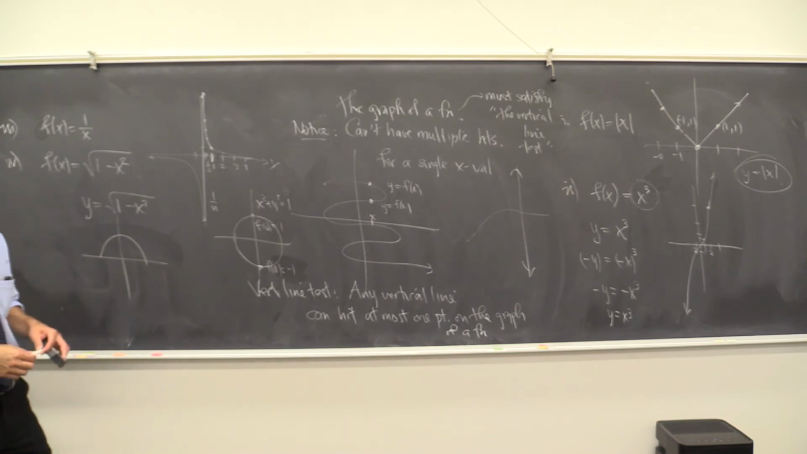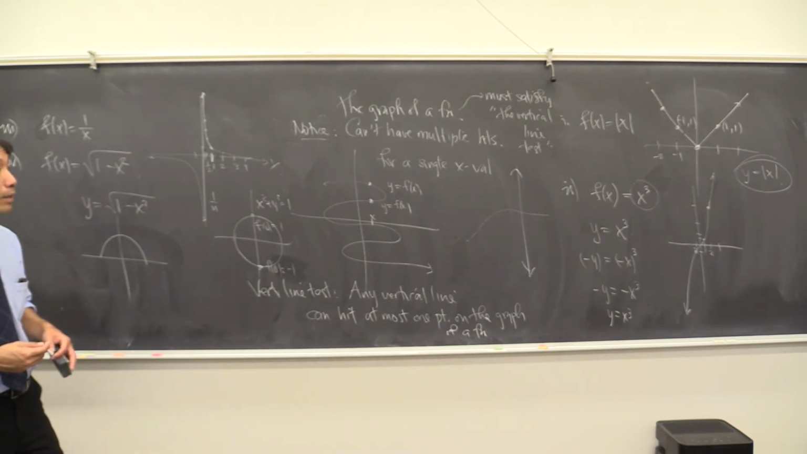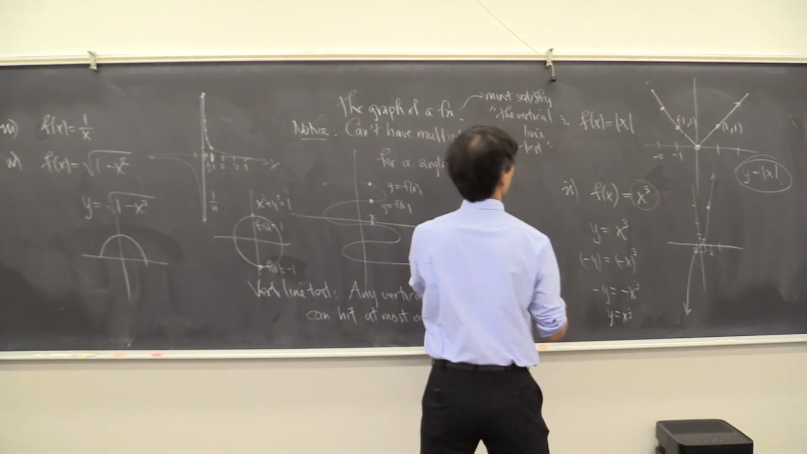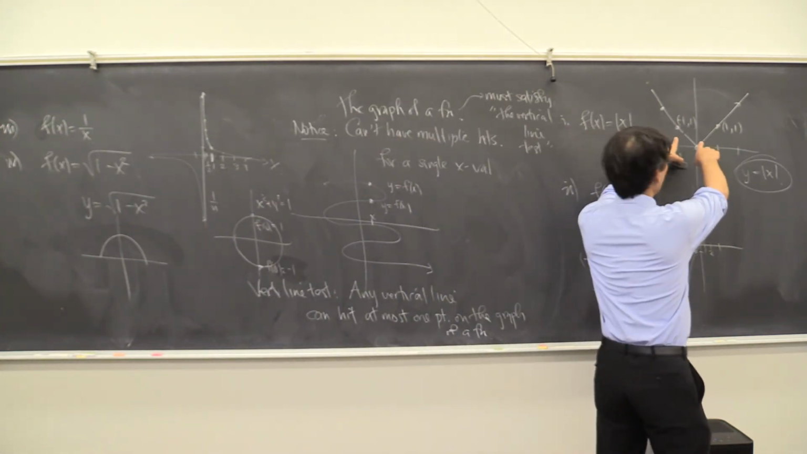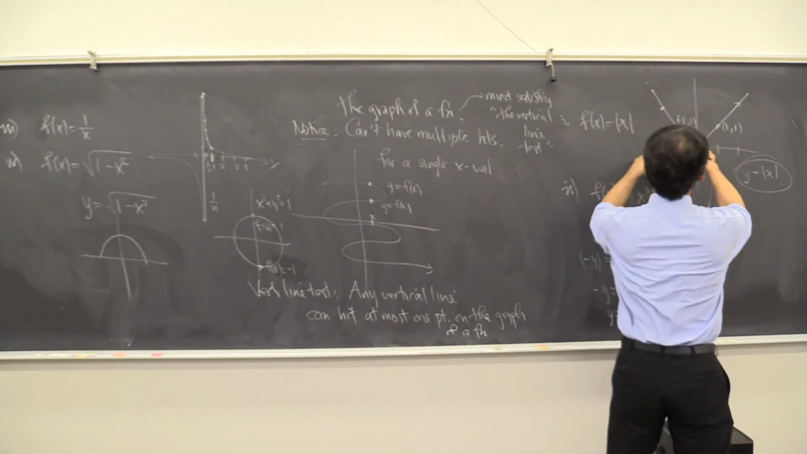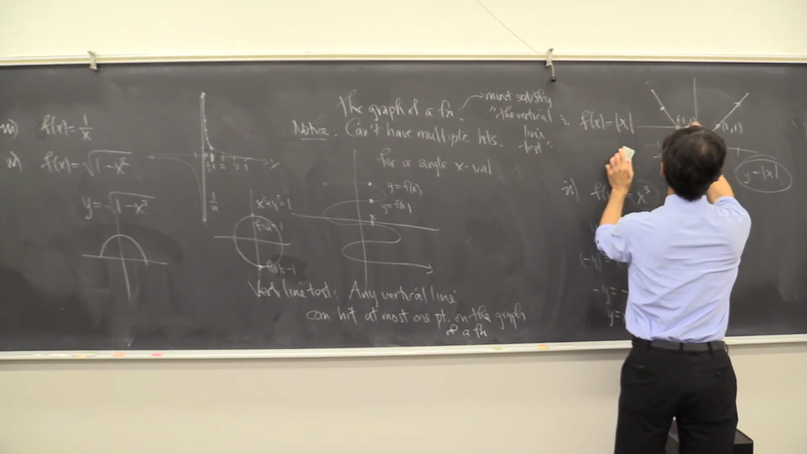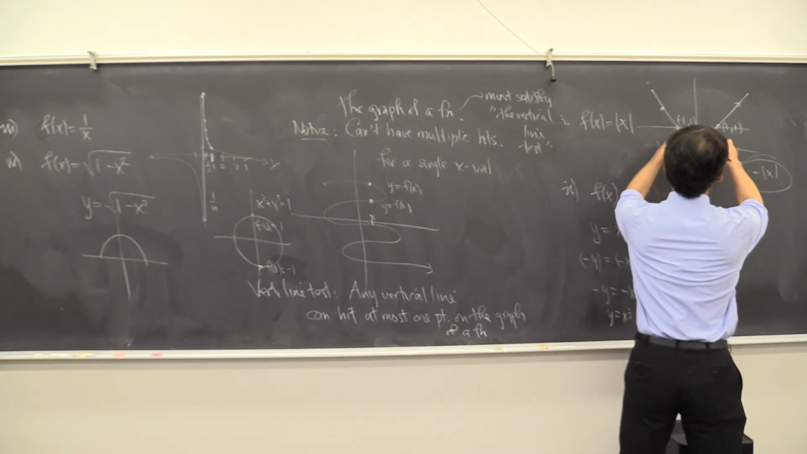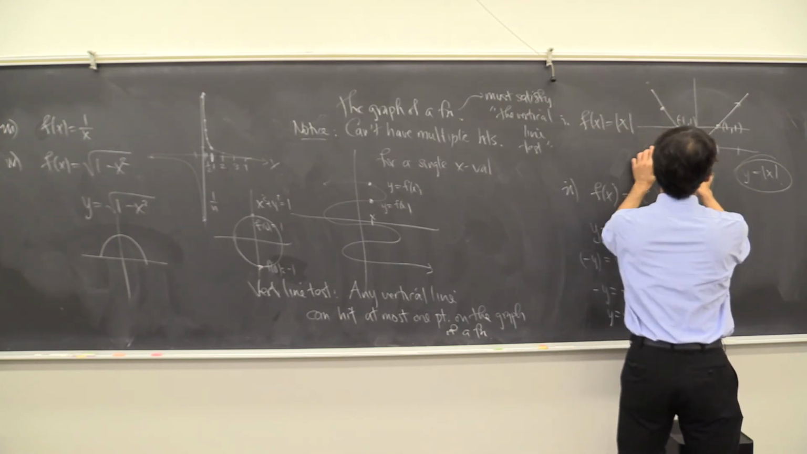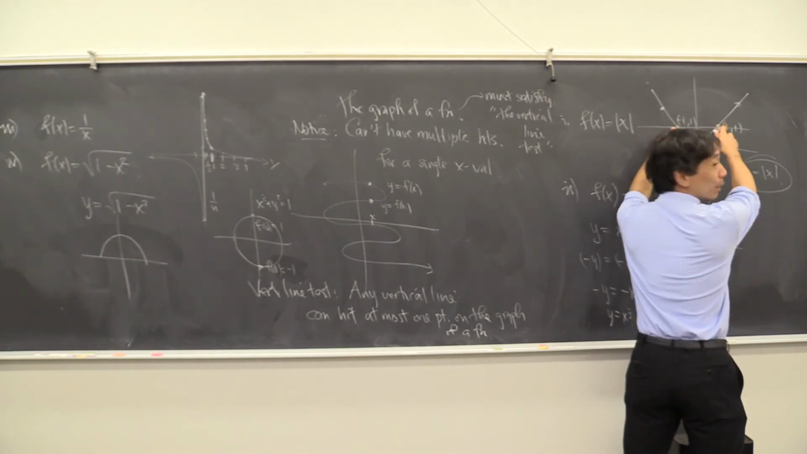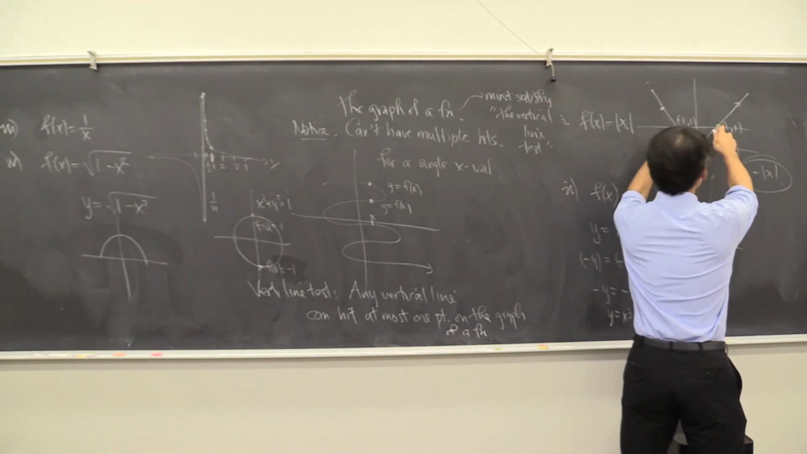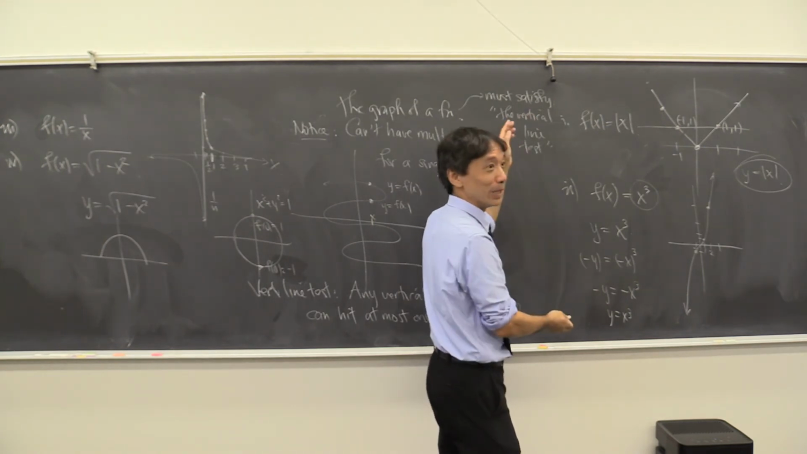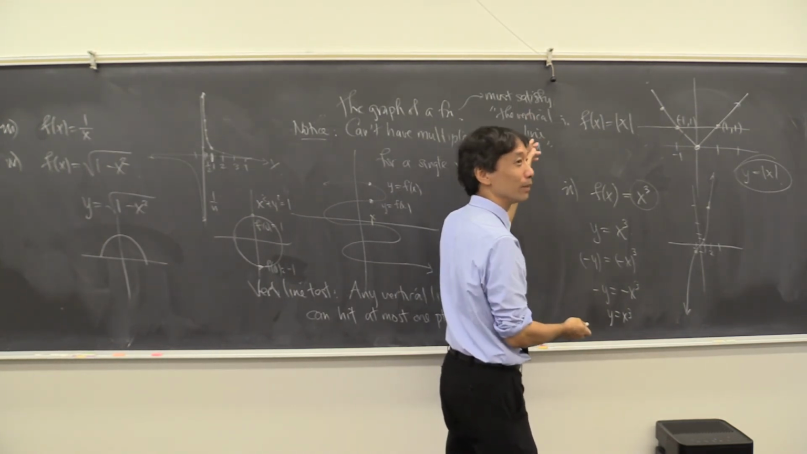Yes. Can there be multiple x's for a y? Yeah, that's fine. For the absolute value function, it's fine if you fail the horizontal line test, and it doesn't really matter. All this would mean is that for different x's, you have the same output. But you can't have, for the same input, different outputs. That's not allowed.